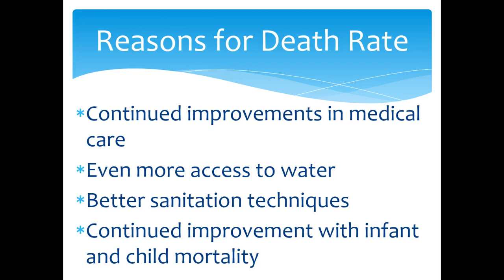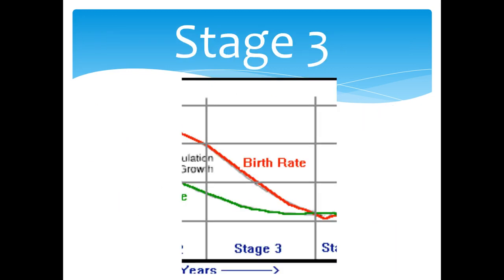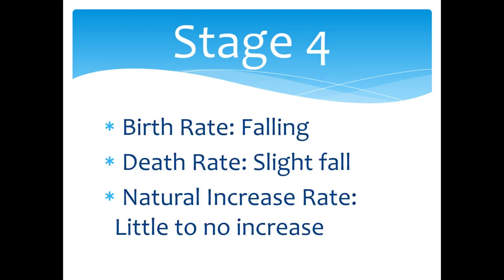Not as drastic as stage 2, but stage 3 continues to see that death rate plummet, as you can see there. As you can see, the green line starts to plateau a little bit at the end of stage 3, and the birth rate gets really, really close to that death rate. So when we get to stage 4, that birth rate is continuing to fall.